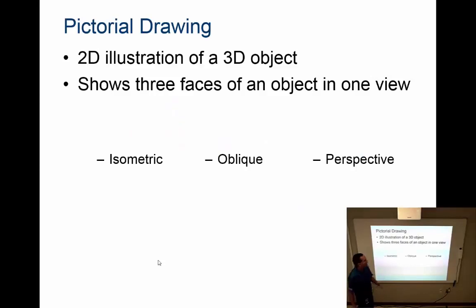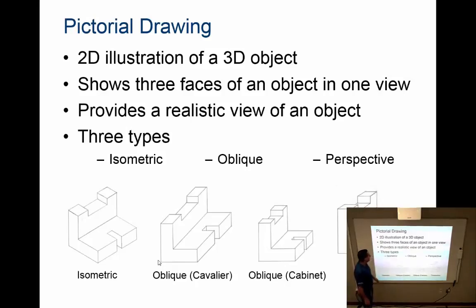So a pictorial is defined as a two-dimensional illustration of a three-dimensional object. So I take an object that's 3D, and I draw it with a two-dimensional illustration. It's going to show the three faces of an object within one view. And the three types that we will focus on in this class are isometric, oblique, and perspective. All of them provide a somewhat realistic view of the object. Some are more realistic than others, and they're each created slightly differently. So again, we have isometric, oblique, and perspective.